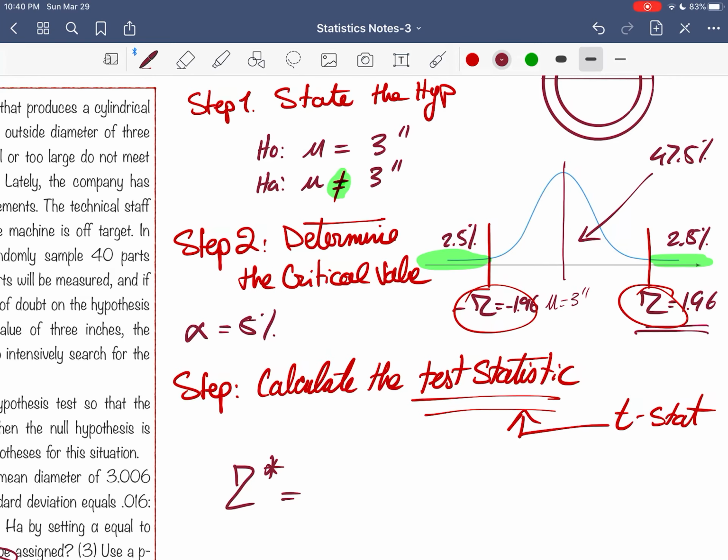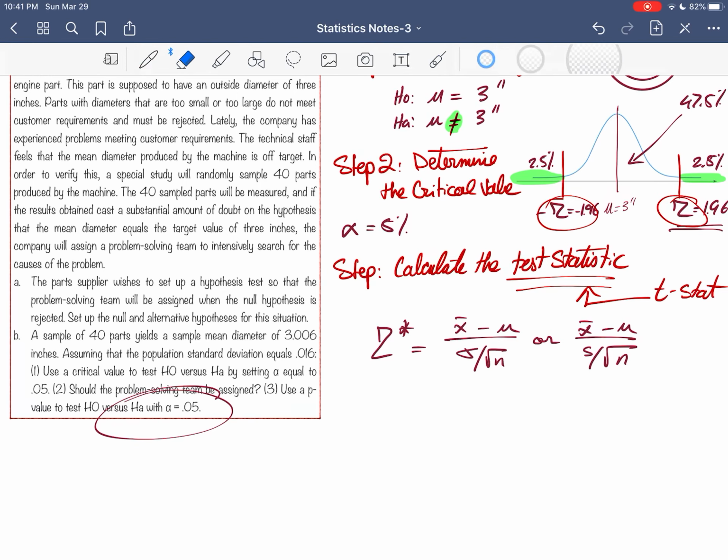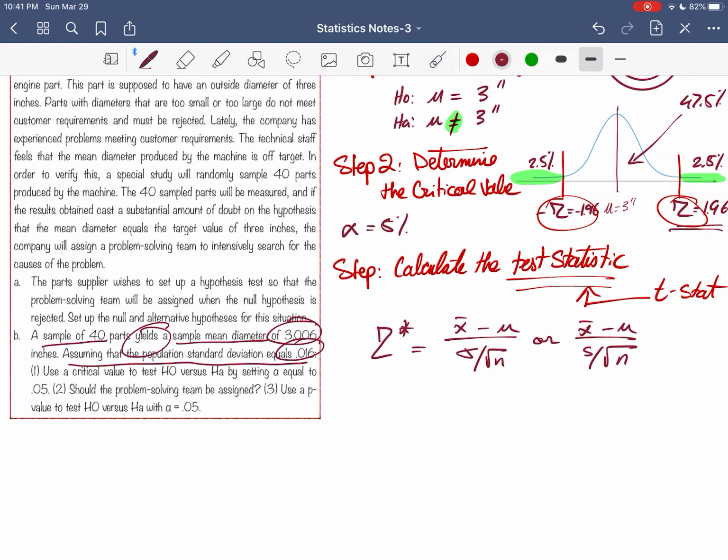And so the first thing we need to know is a sample average. We're going to subtract it from the population parameter, and we're going to divide by sigma over the square root of n, or if we don't know the population standard deviation, we're going to divide it by the sample standard deviation, one or the other. So let's see what happens here. In the problem, they say that the sample of 40 parts yields a sample mean diameter of 3.006 inches. Assuming that the population standard deviation equals 0.16, use the critical value to test. And so they make our life easier. They actually give us the population standard deviation.